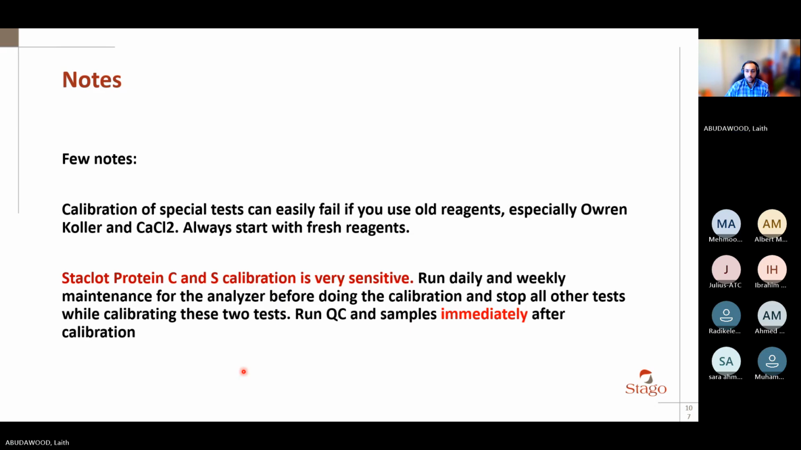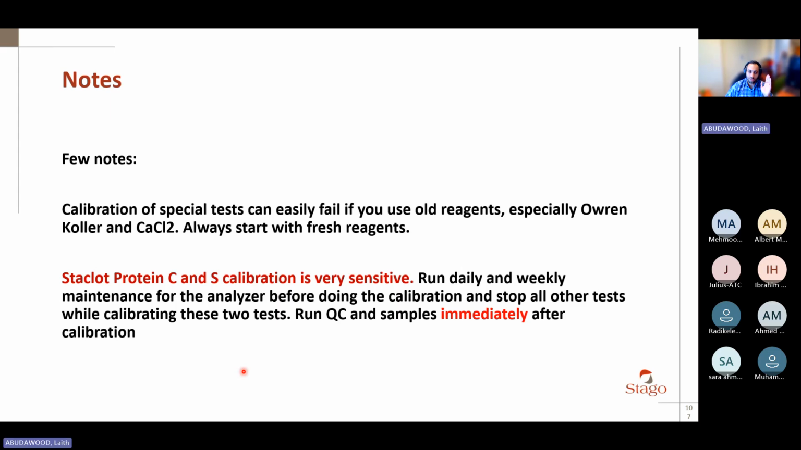Now, when you want to calibrate tests, especially when you are talking about factors, especially protein C and S Stacklot, please make absolutely certain that you use fresh Owren's buffer and fresh calcium chloride whenever they are needed, okay? Do not use old Owren's buffer and calcium chloride, especially for protein C and S. They are very sensitive, okay? Factors are less sensitive, but they will still fail if you use old Owren's buffer and old calcium chloride.